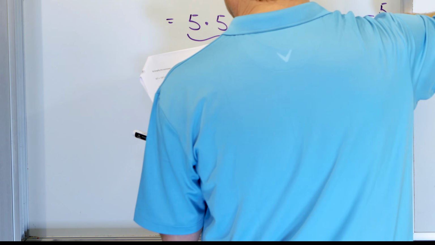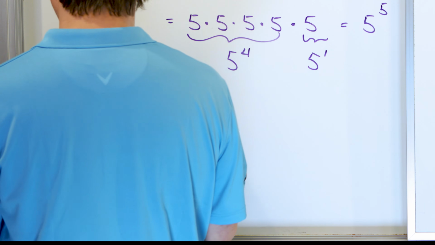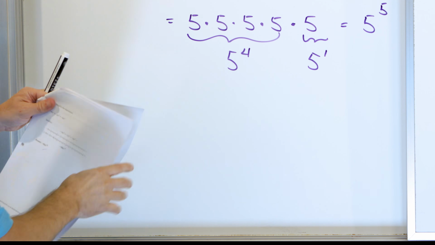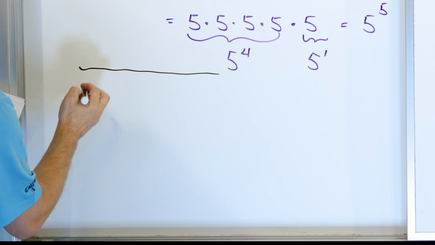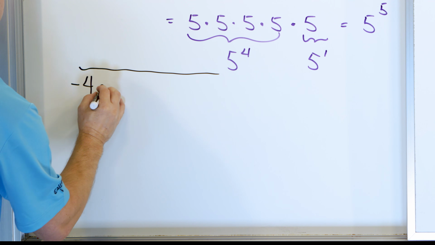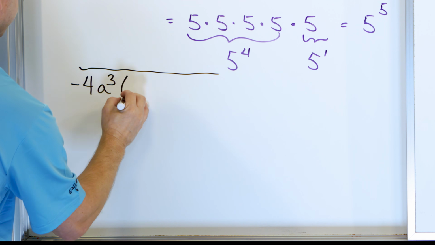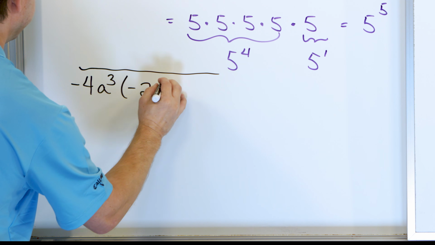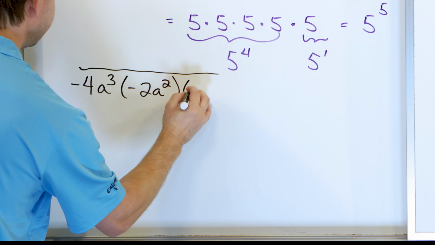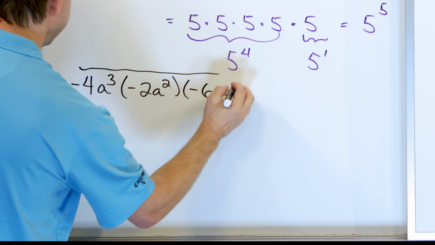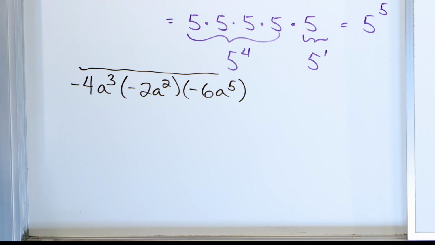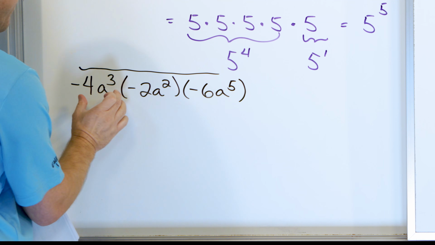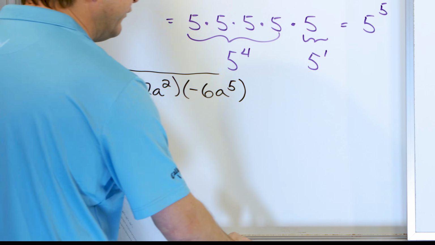All right, I think I'm going to solve the very last problem on this board right over here. I think we have plenty of room. Let's take a look at negative 4a cubed multiplied by negative 2a squared multiplied by negative 6a to the 5th power. Now, I actually do think that it is a little bit easier to do this in steps because you have so many negative numbers. You don't want to do too many things at once.